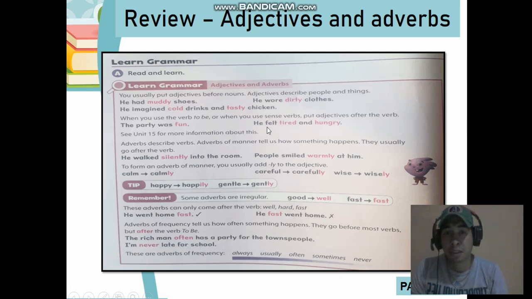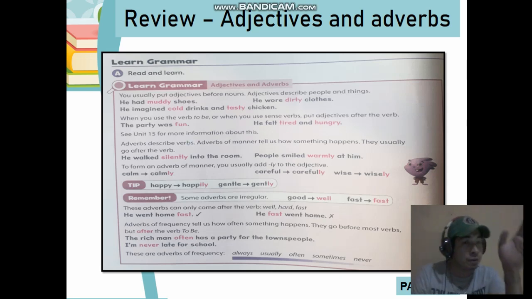Number 2, he felt tired and hungry. Felt is a sense verb. I feel, I felt. He felt tired and hungry. Okay? Alright, so now we saw what adjectives are. Let's move on to adverbs. Adverbs describe verbs. That is important here. Adjectives describe nouns. Adverbs describe verbs.